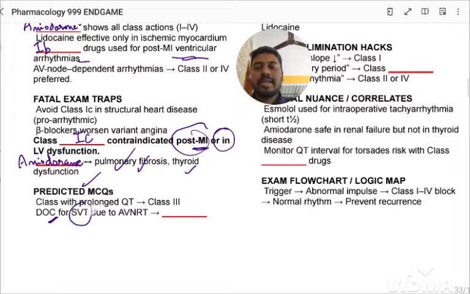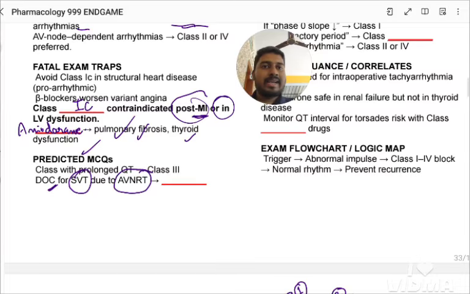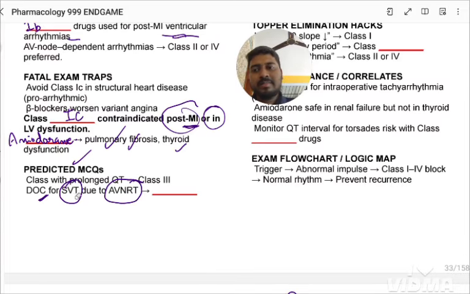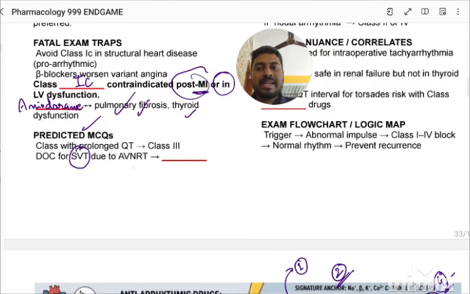What is the drug of choice for SVT, supraventricular tachycardia due to AVNRT? That is AV nodal reentrant tachycardia. So the drug of choice whenever it comes to SVT because of any AVRT or AVNRT: always the drug of choice becomes adenosine.